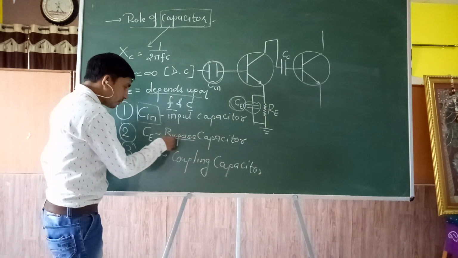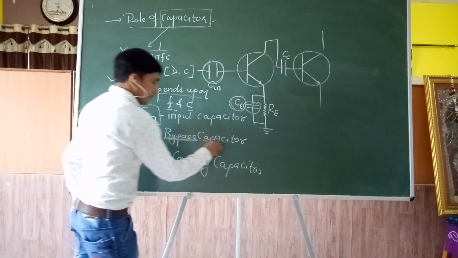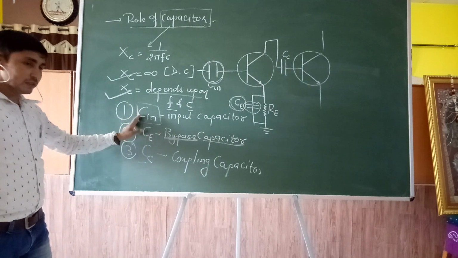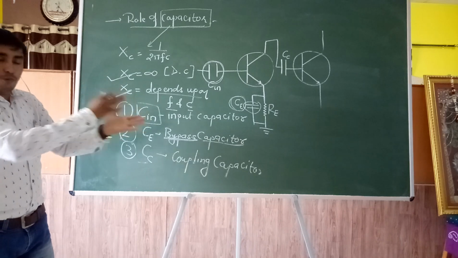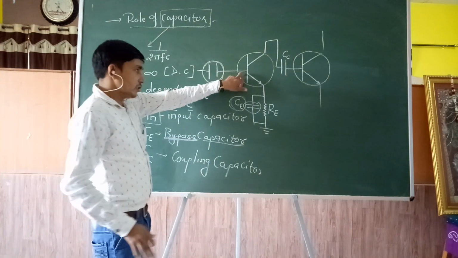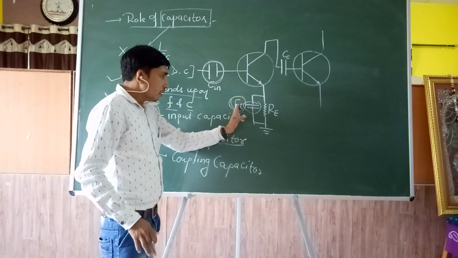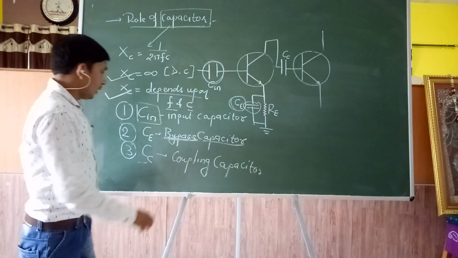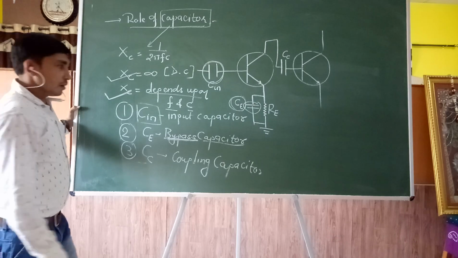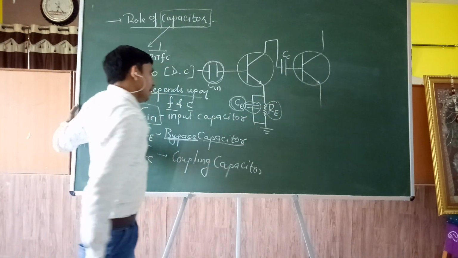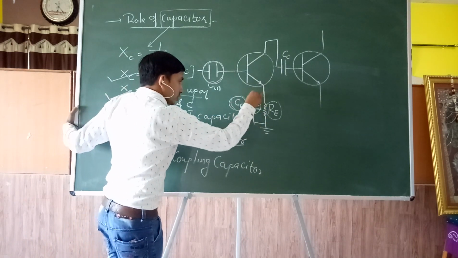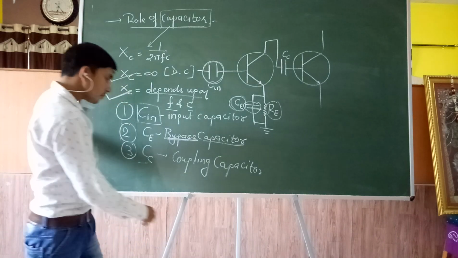That's why it is named a bypass capacitor. So the first one is CE, the input capacitor, which is responsible for coupling our AC signal with the base of the transistor. The second one is the emitter capacitor, named a bypass capacitor, which is connected in parallel with RE, the emitter resistor. It offers a low reactance to AC, so the AC signal will pass through it.